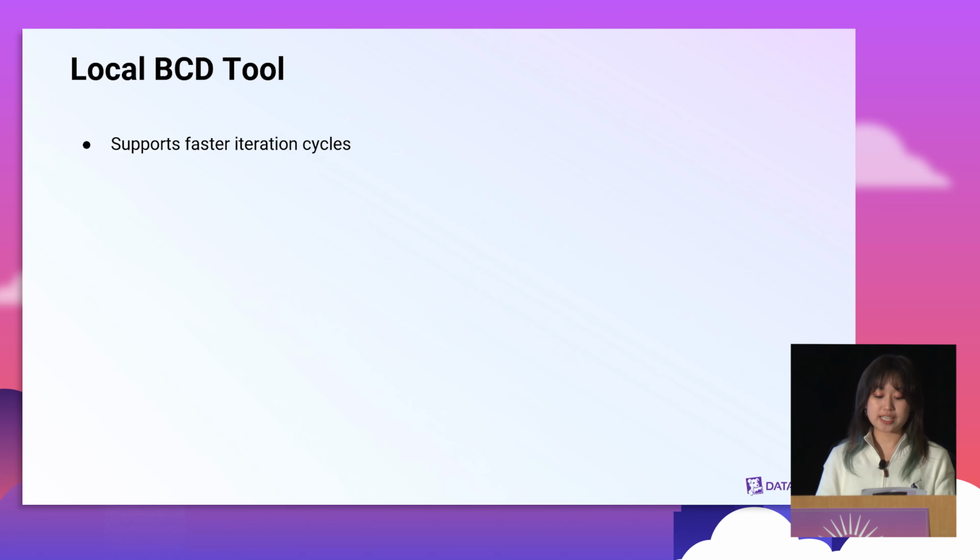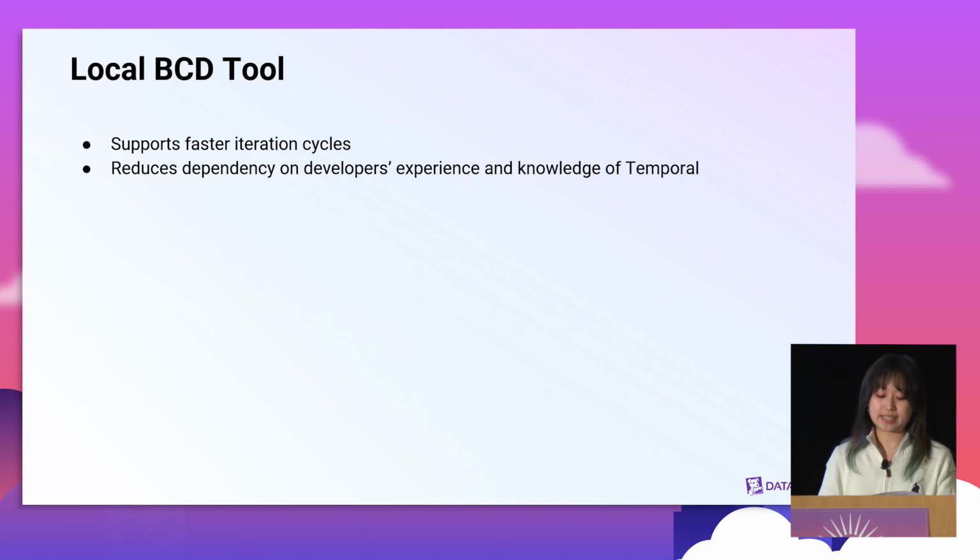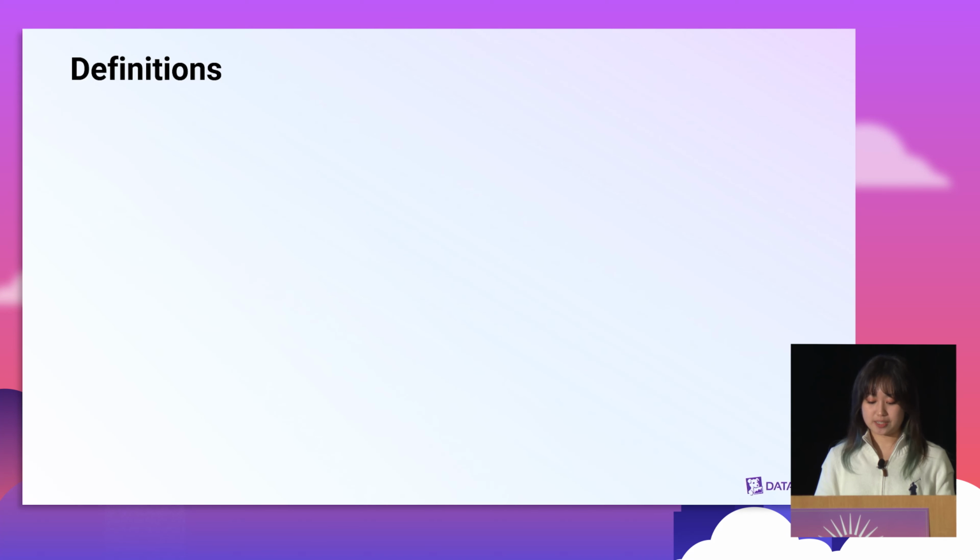So for developers using this tool, it supports faster iteration cycles through detecting breaking changes further left without ever requiring developers to actually deploy. Additionally, it also reduces the dependency on the developer's experience with Temporal. So especially for new users, you don't necessarily have to be familiar with all of the types of breaking changes. But this tool will just tell you if you have a breaking change, and then you can investigate further or even ask teammates for help if needed. So this sounds pretty good, but what does the process of detecting breaking changes actually look like? Let's go over the algorithm used to detect these breaking changes, starting with some definitions.